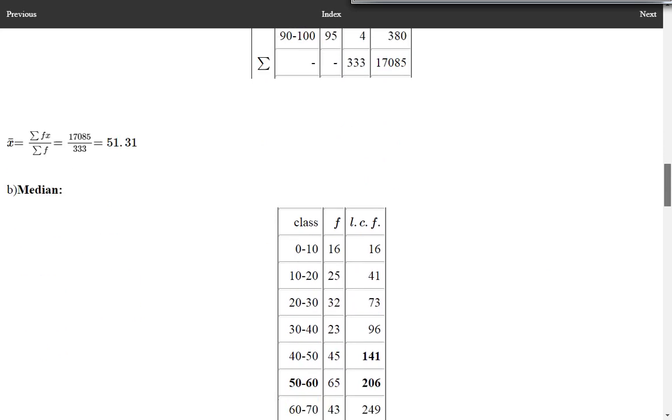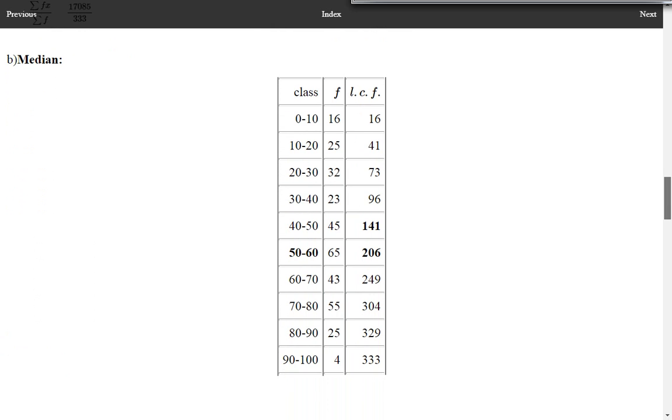Let us see how to find the median of a group frequency distribution. The median of a group frequency distribution is found by identifying the median class. So how to find the median class? To find the median class, we have to make a table with 3 columns: class, frequencies and less than cumulative frequencies. Less than cumulative frequencies are obtained by summing up all frequencies from top to bottom.